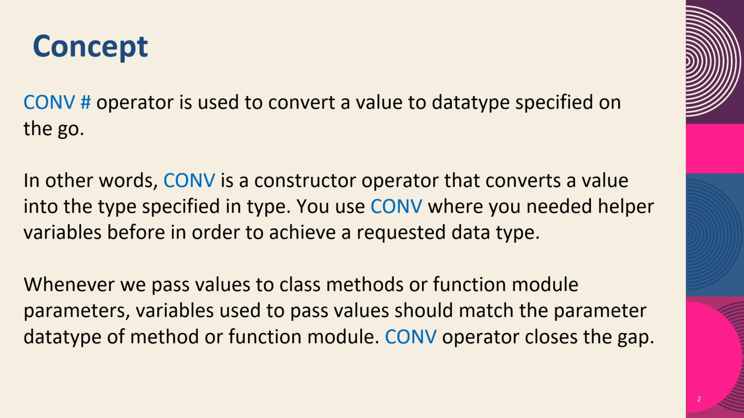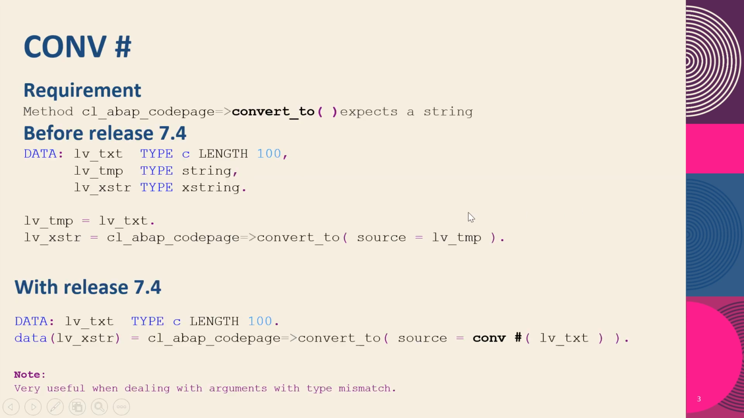What was the challenge before the conversion operator? When you pass any variable to a class method or function module, if there is a mismatch, a dump was happening. We should be very particular to identify the data type of the import parameter of a function, or the export parameter of a method, or any import or export. So we should be very careful about the signature and the data type that is expected. With the conversion operator, we need not be worried about that.